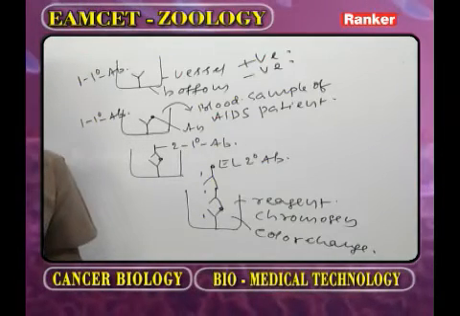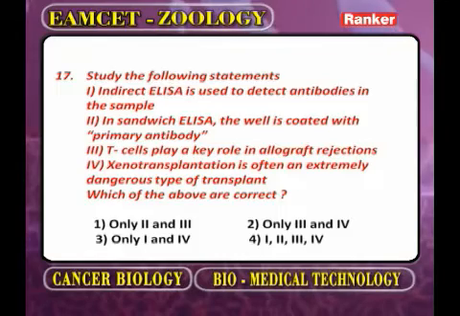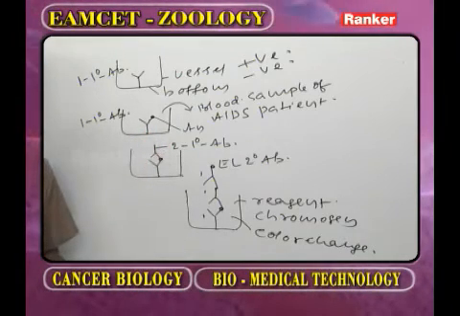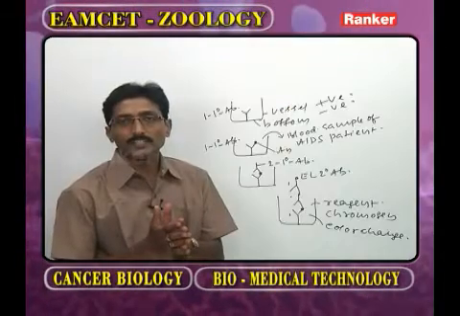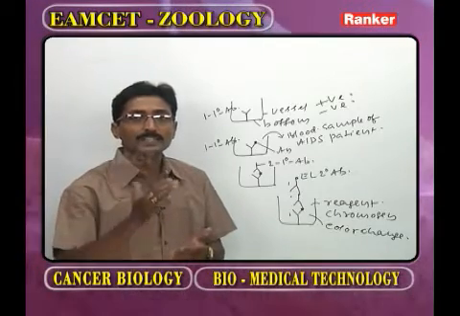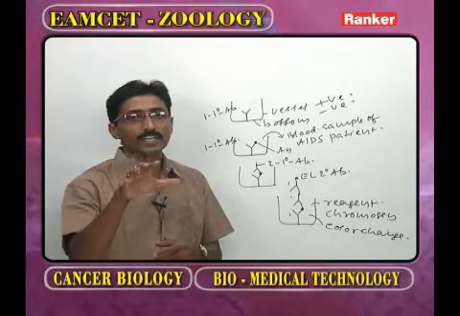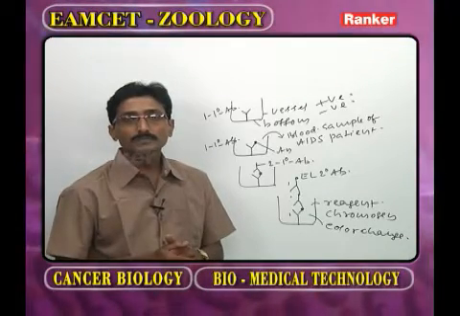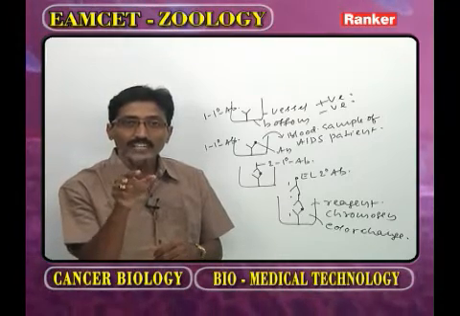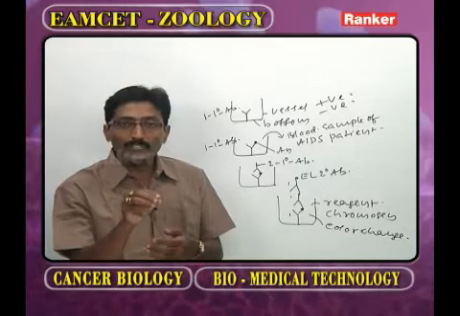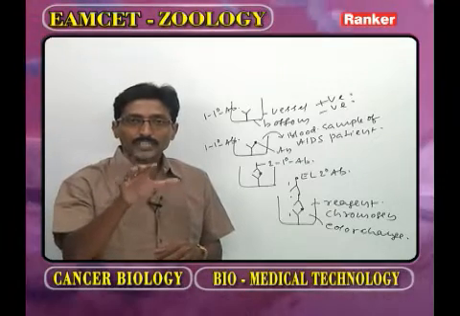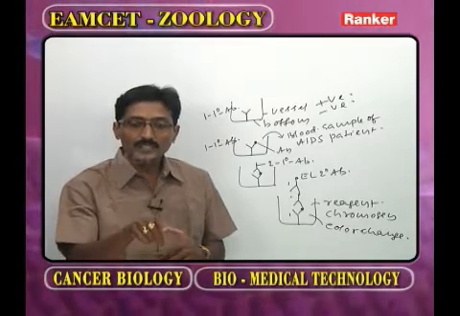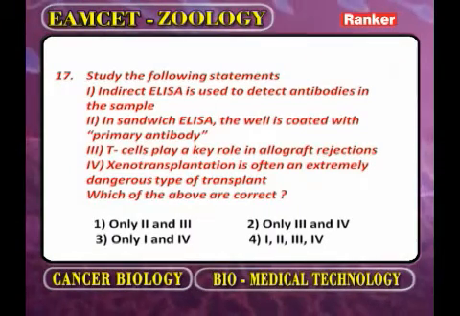So the second statement, the sandwich ELISA, the well is coated with, as you observe in the diagram, the first dose of the primary antibody. Now the third one, the T cells play an important role in the allograft reactions. Suppose kidneys in our body are damaged and replaced by another person's kidney. In the initial stages, our body does not accept the transplanted organ. In order to prevent the rejection of transplanted organs, we go for monoclonal antibody treatment and T cell treatment. They play an important role in preventing rejection. So the T cell plays a crucial role in allograft rejections.